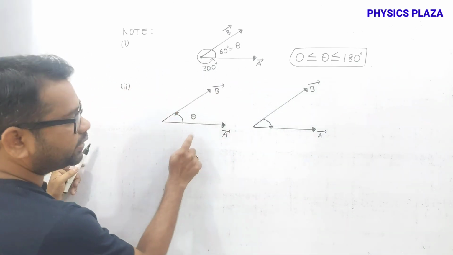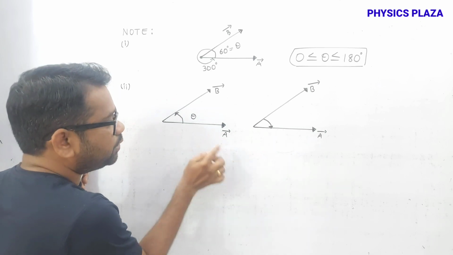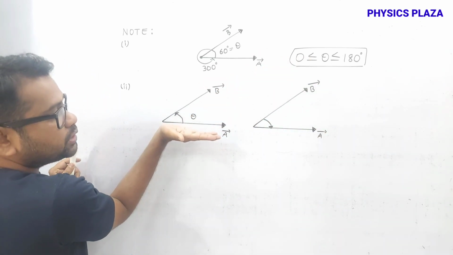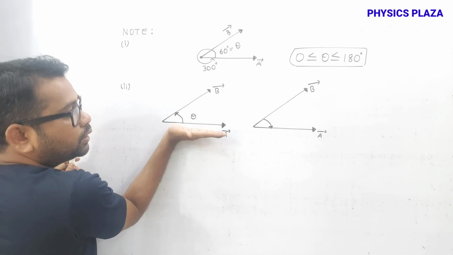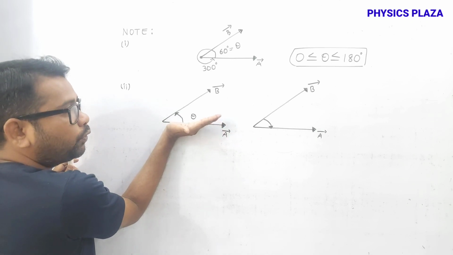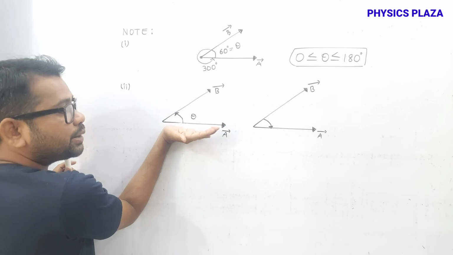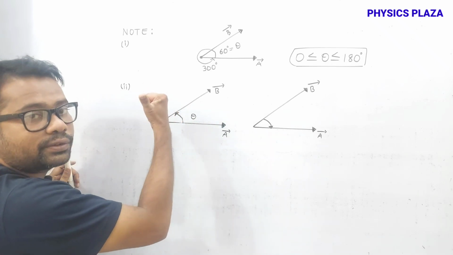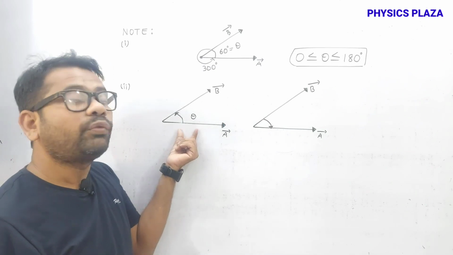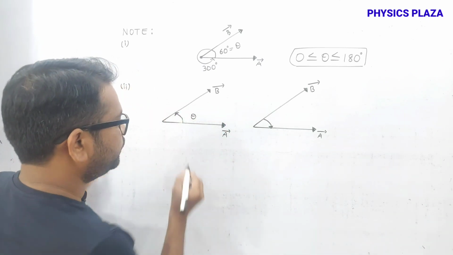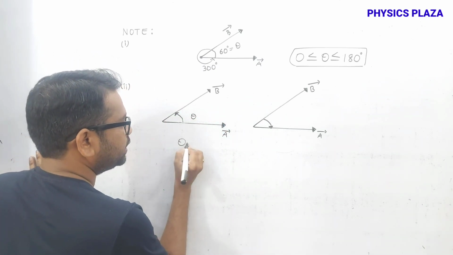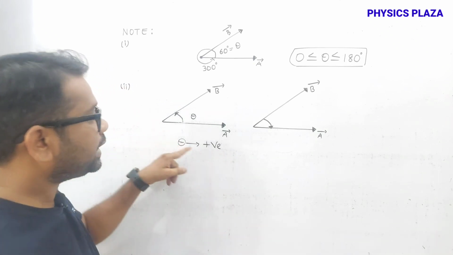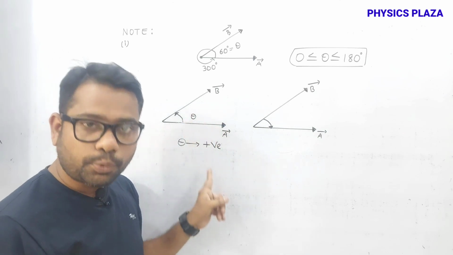Let us say in this case I am measuring the angle from A to B. Then just take the right hand, keep the fingers towards A and try to fold in this direction. In which direction am I folding? Anti-clockwise direction. Then my thumb is in the upward direction. In this case we take the angle as positive. Very important. The angle taken in the anti-clockwise direction is positive.